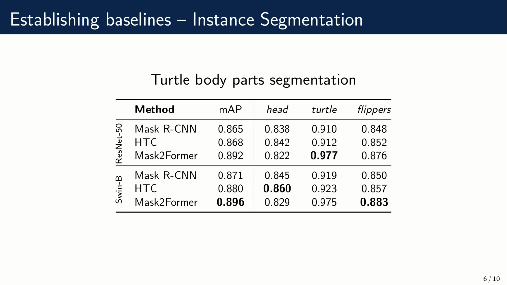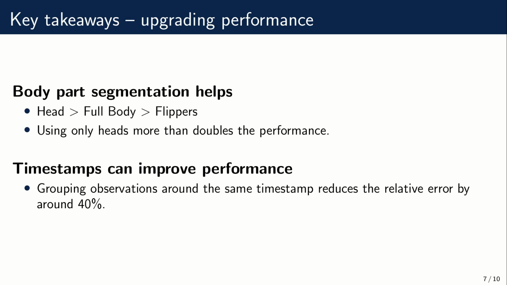For instance segmentation, we compare Mask2Former, HTC, and Mask R-CNN methods. Overall, the Mask2Former performed best. However, the HTC model excelled in the head segmentation, which is crucial for re-identification. Besides the benchmark, we have prepared a straightforward approach for turtle re-identification. During development, we studied how each body part contributes to performance and found out that matching just heads yields the best results. Maybe surprisingly, using flippers, which also have unique patterns, did not help.